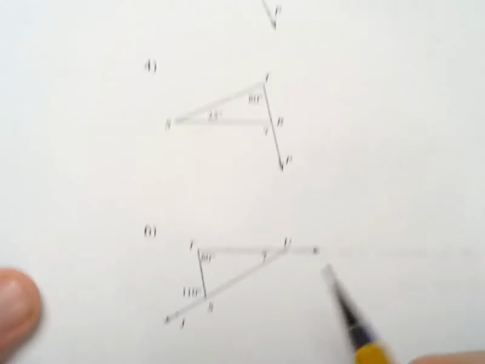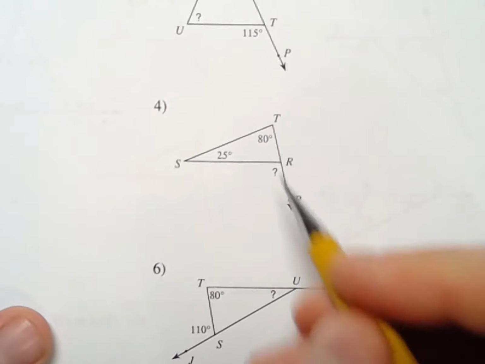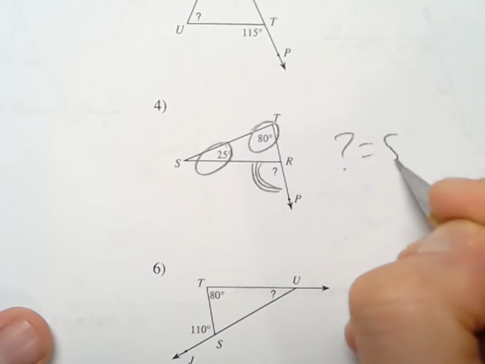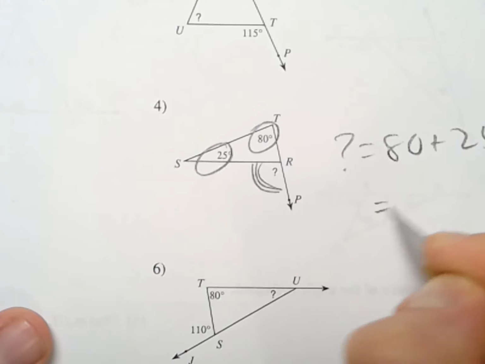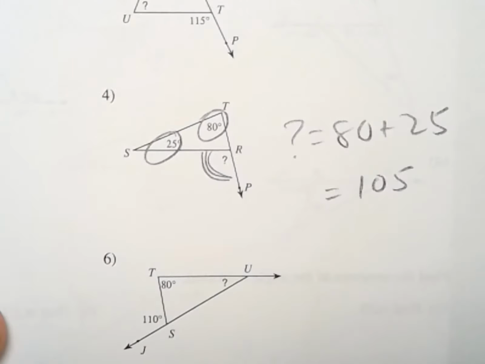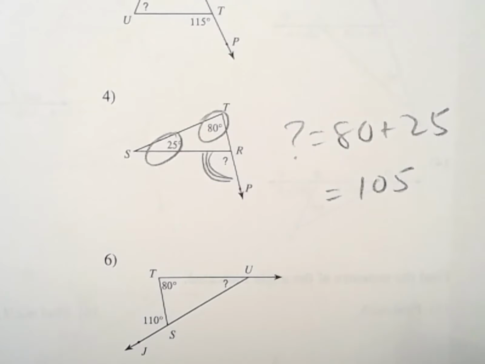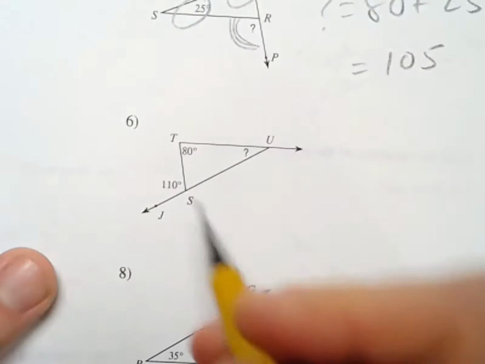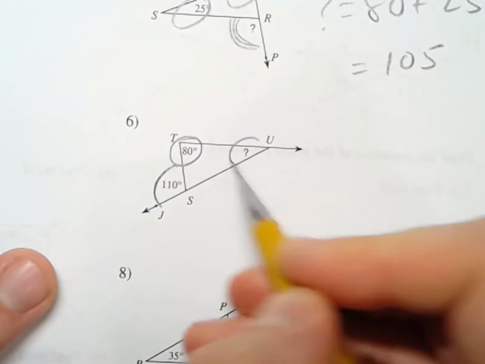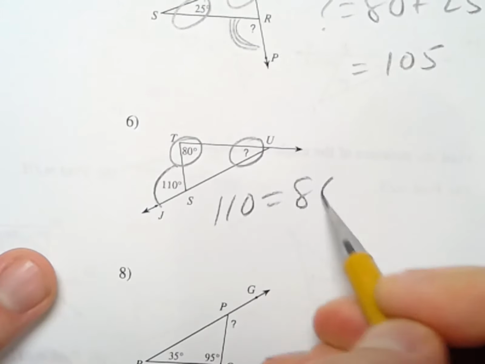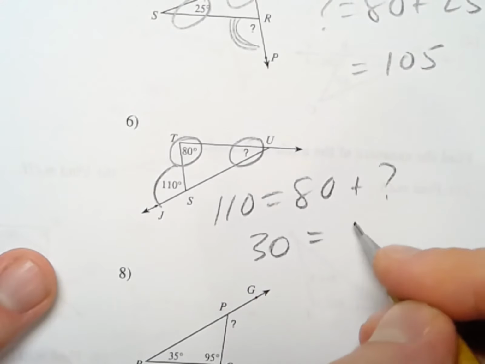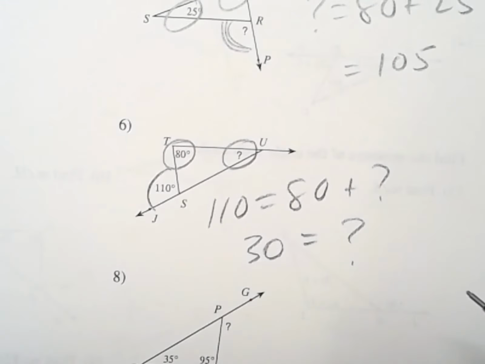Here, I know that the question mark has to equal 80 plus 25. So 105. Here, I know that the exterior angle has to equal the 80 plus the question mark. So by subtracting 80, I have 30 equals question mark.